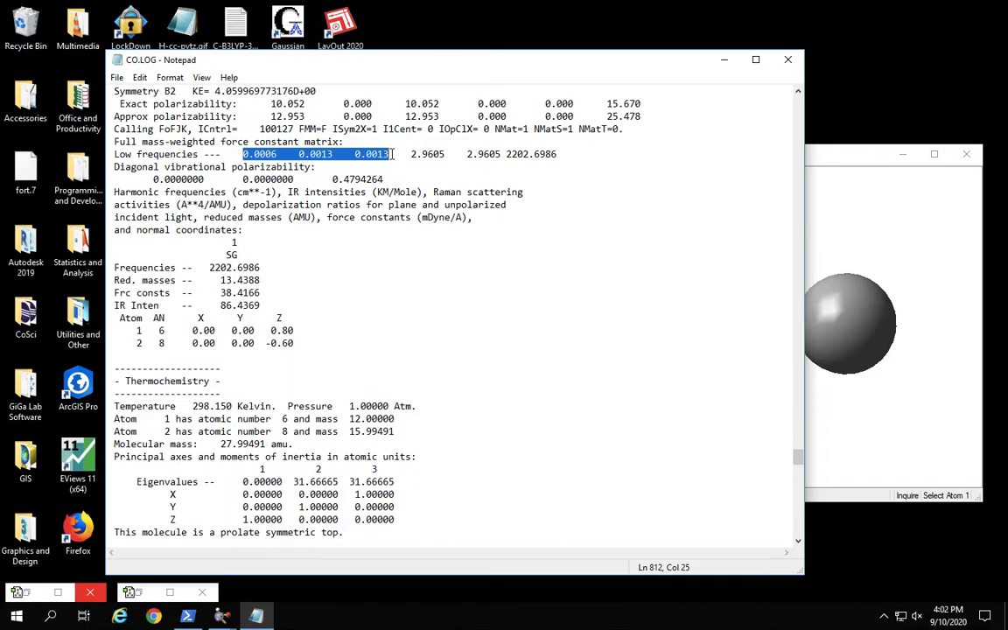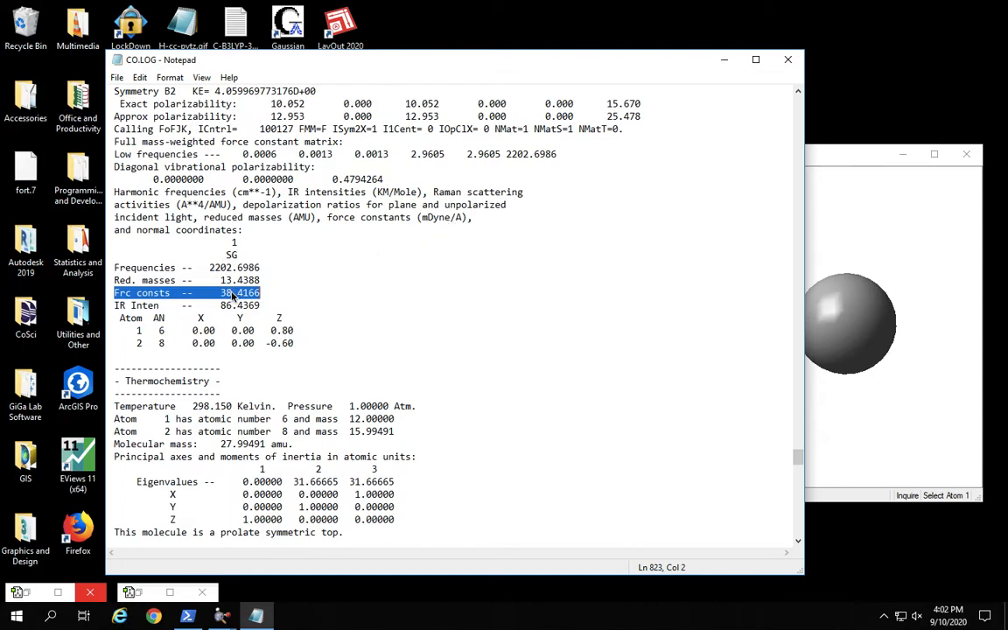They correspond to center of mass translation, 2 from rotation, and this is the frequency in wave numbers of the harmonic vibration. Here's the force constant in millidynes per angstrom, which you can convert to kilograms per second squared or newtons per meter.